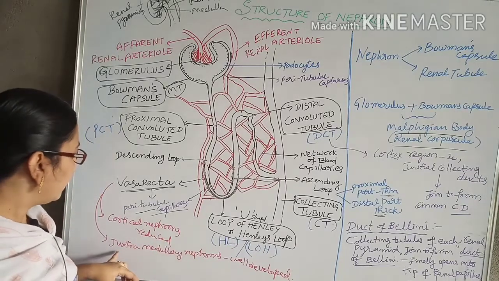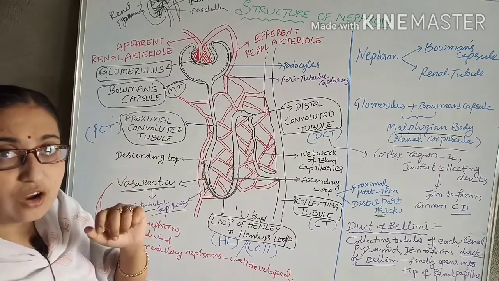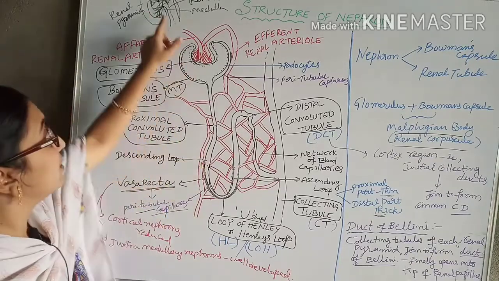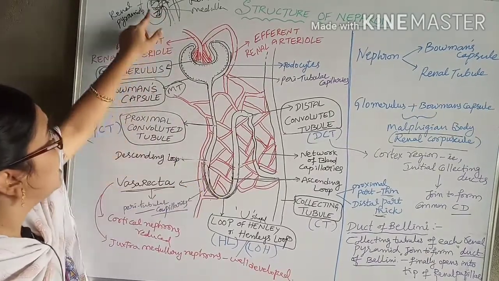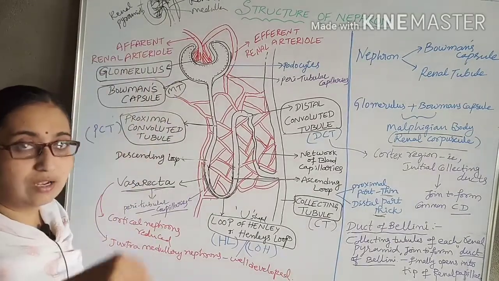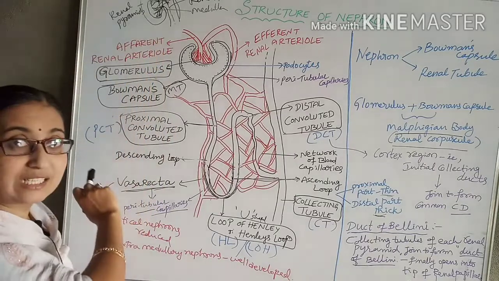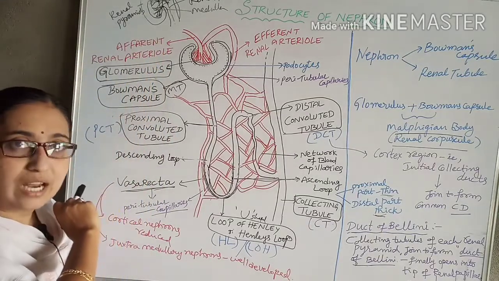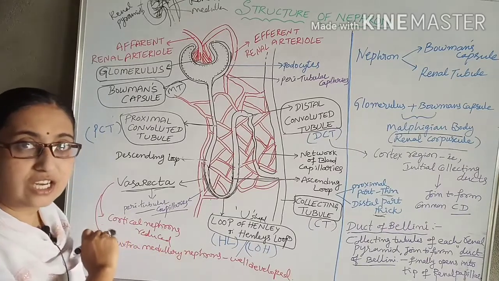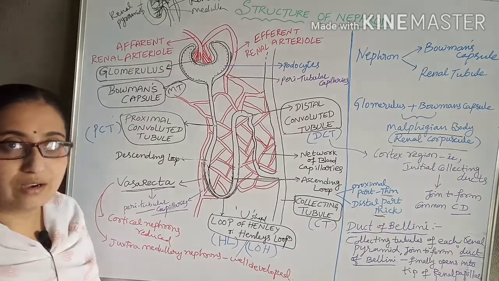So what are juxtaglomerular kidneys? Juxtaglomerular kidney means the kidneys where the nephron's Henle's loop is long and will extend up to the cortex region. It is a very long tube which extends up to the cortex region. Okay, so those types of kidneys are called juxtamedullary kidneys, juxtaglomerular nephrons. They are called juxtaglomerular nephrons.